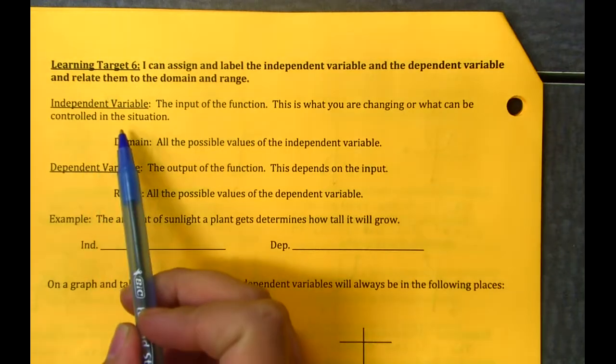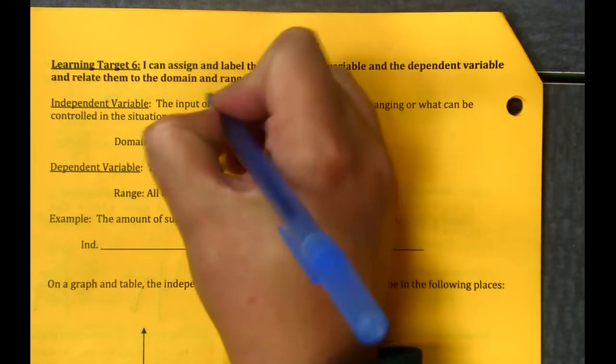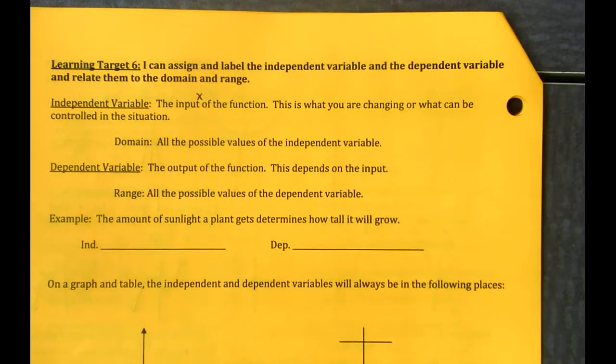The independent variable is the input of the function. So this is like the x. It's what we plug into the function. In a situation, this would be what you are changing or what can be controlled in the situation. And then the domain is all the possible values of the independent variable. Any values that you could possibly plug into that function.